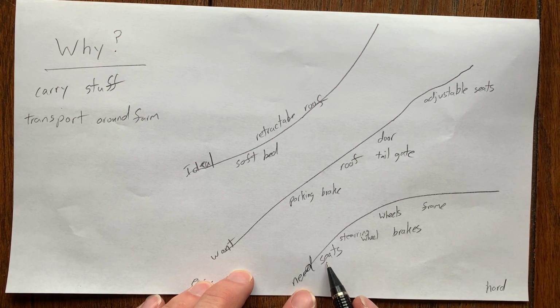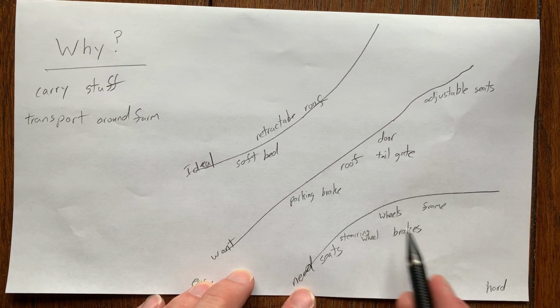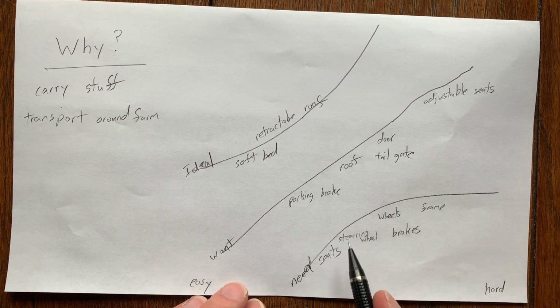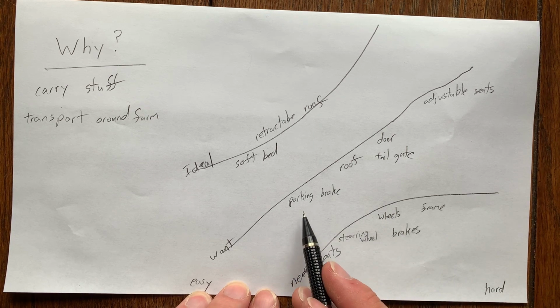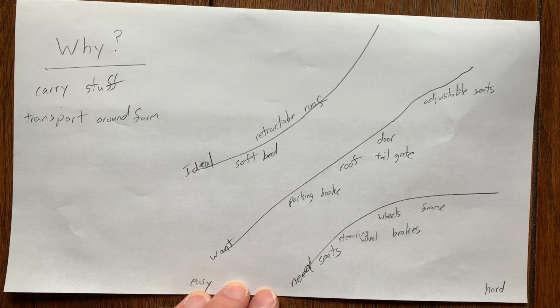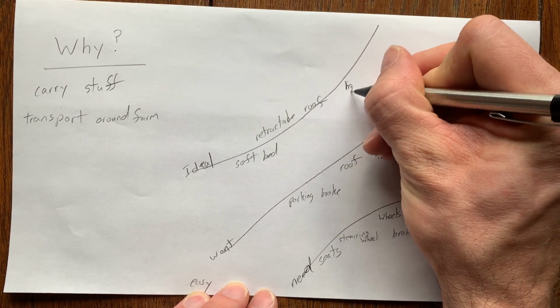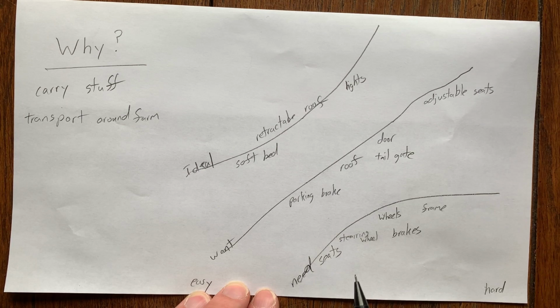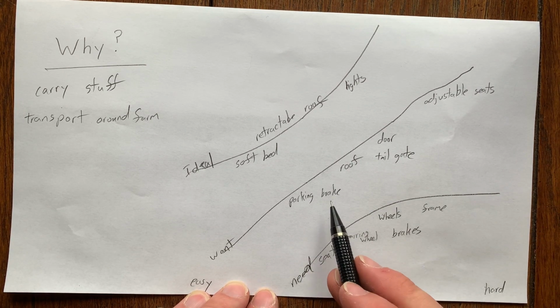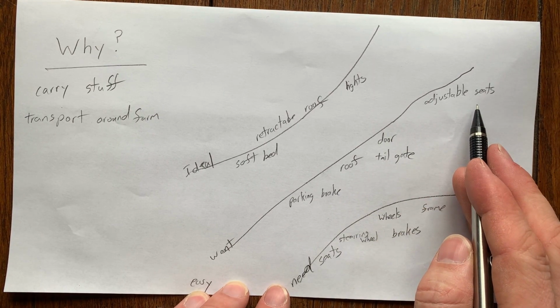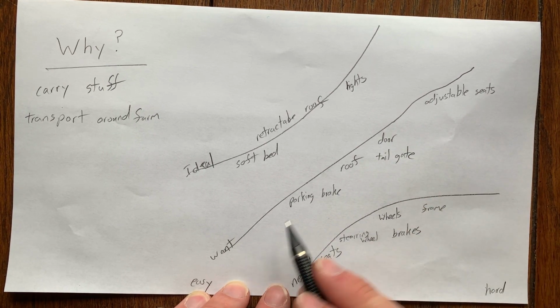So we have seats, a steering wheel, wheels, brakes, and frame as far as the core things that make up a vehicle. How about headlights? Do we want headlights? Then we need batteries. No. How about ideal? Lights are going to be an ideal thing. All right, things that we want: parking brake, a roof, doors, a tailgate, and an adjustable seat. Anything else that we want?